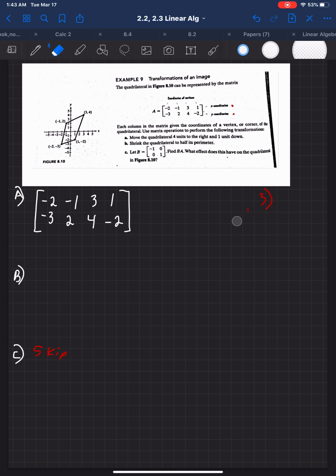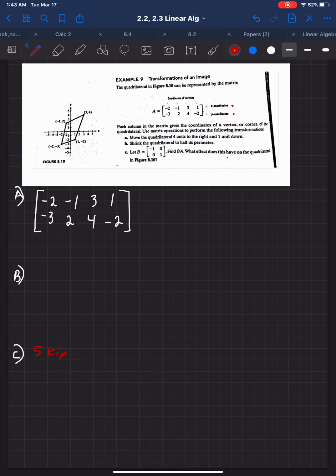All right, so I think we got the gist. It says each column in the matrix gives the coordinates of a vertex. So all they're given to us is just the vertices of this quadrilateral, right? The corners. And our job is to use those matrix operations that we were talking about in the previous section and answer some of these questions. So what we want is we want this quadrilateral to move 4 to the right and 1 unit down, right? You're doing some animation work, and you want your quadrilateral to move to the right and then move down.